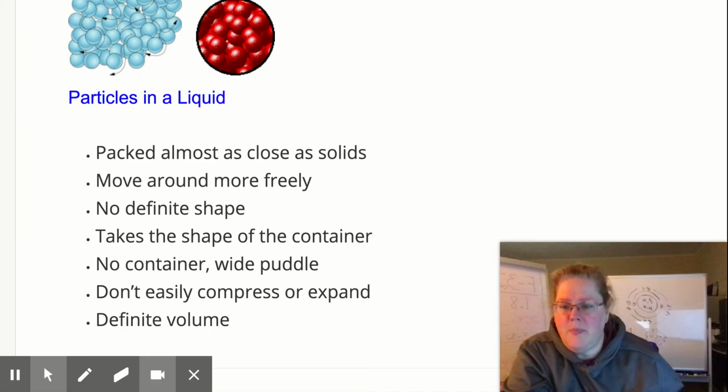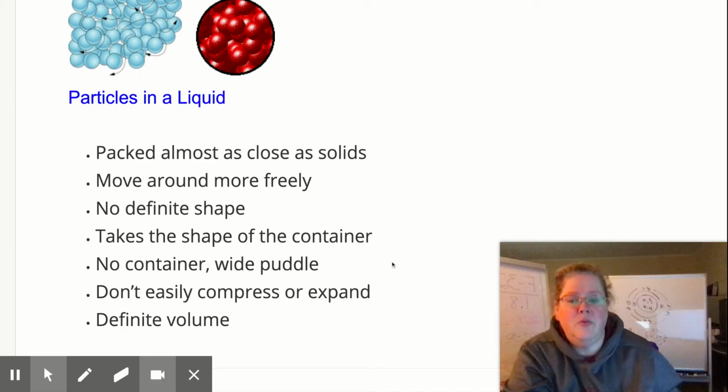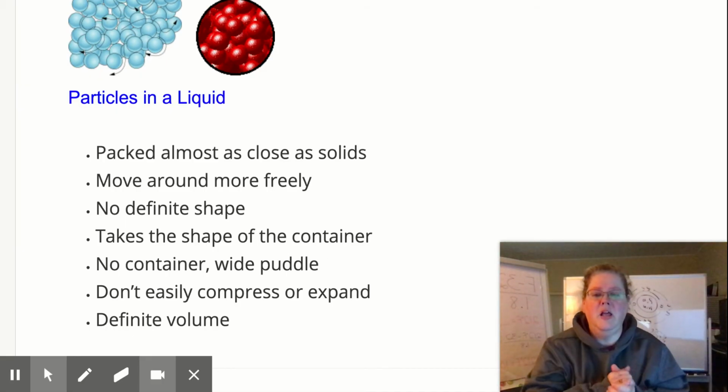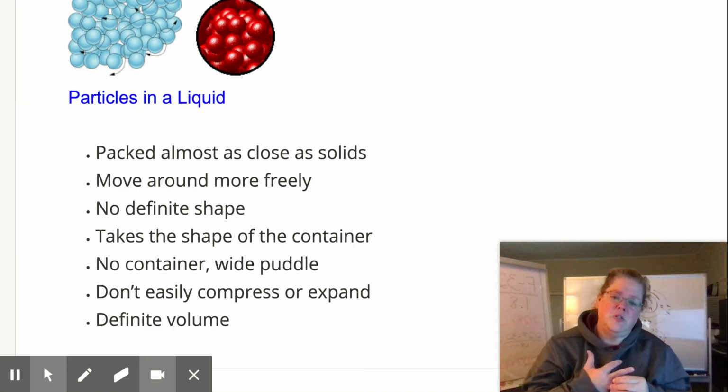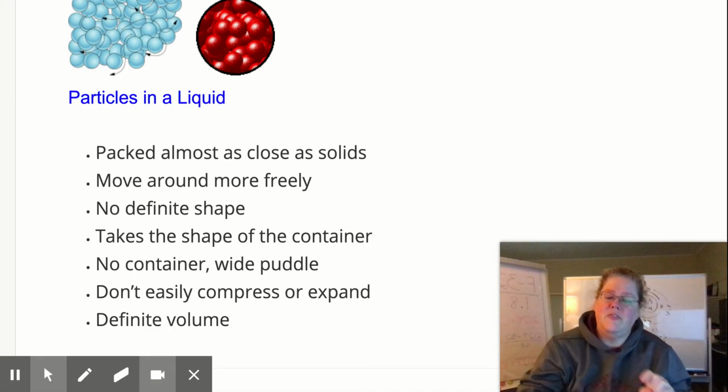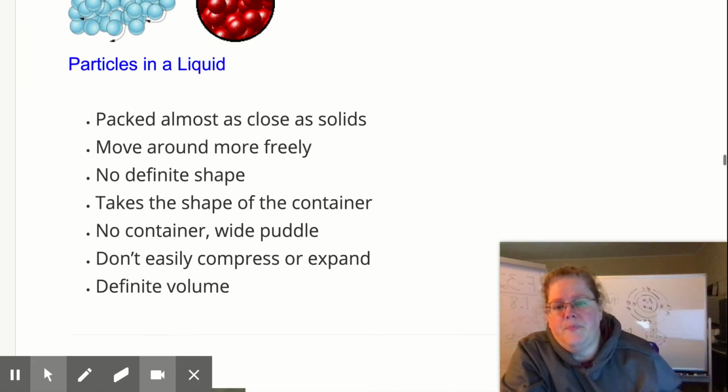No definite shape, takes the shape of whatever container. Without a container, it flows into a big puddle. It doesn't easily compress or expand, but it does, again, have a definite volume. I can measure that volume.